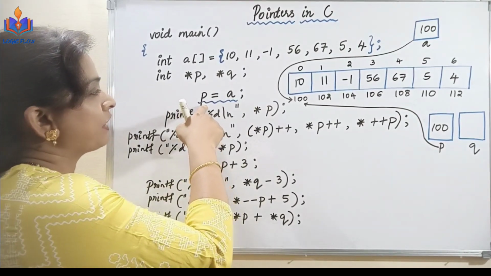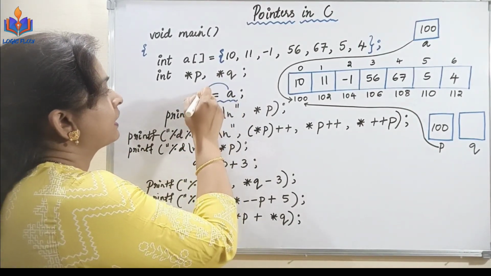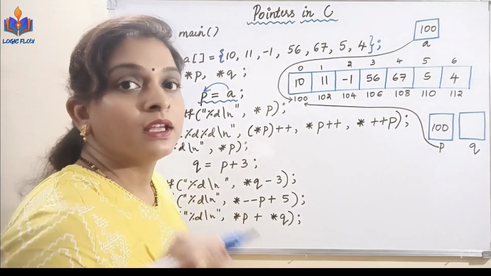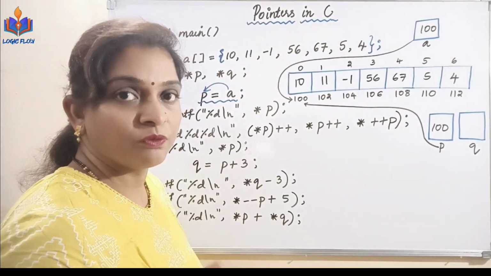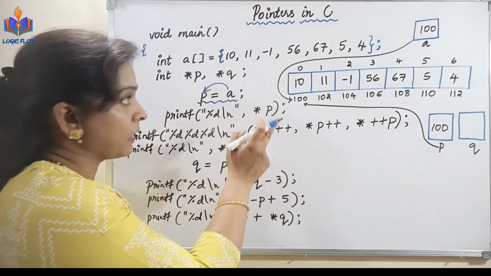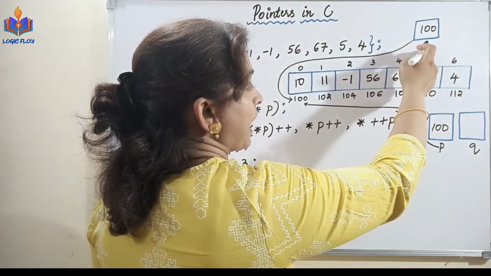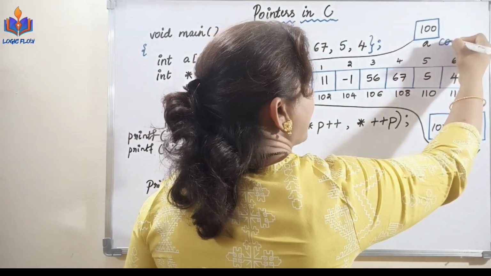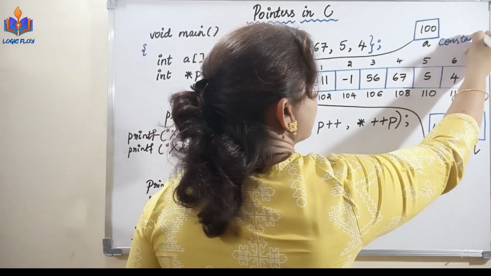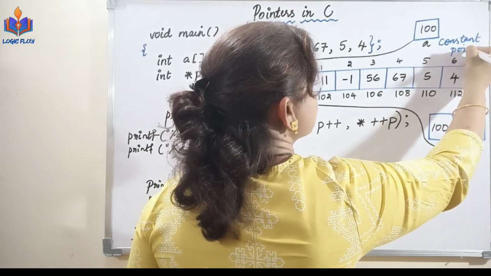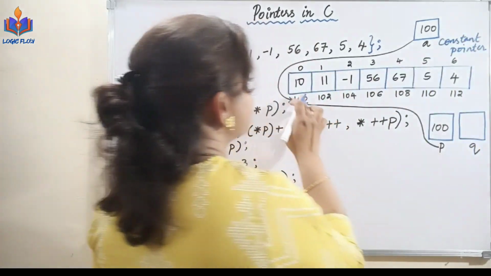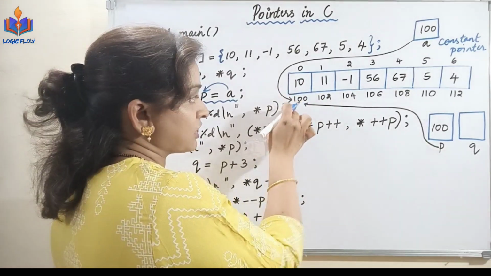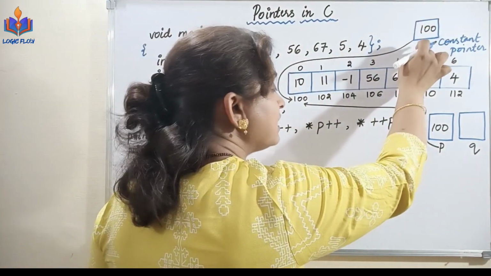P is a pointer variable. I am storing the array name, in the sense the array name will give you the base address. So the array name A acts as a constant pointer, which is pointing to the first element of the array. We call that address the base address. This address will be held in the array name.